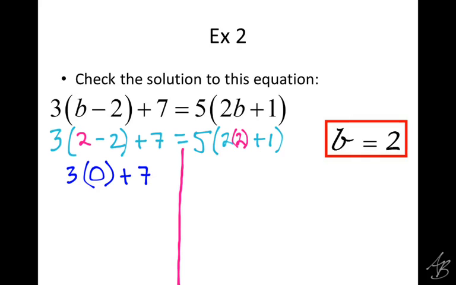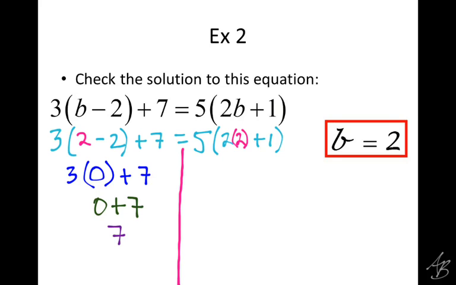And let's go ahead and just finish the left side, and then we'll go back over and do the right side. So on the left side, what's 3 times 0? 0. So we get 0 plus 7. And then 0 plus 7 is? 7. So our left side is 7. All right, that means that if this answer is going to be correct, we should get 7 on the right side. So let's see if that happens.